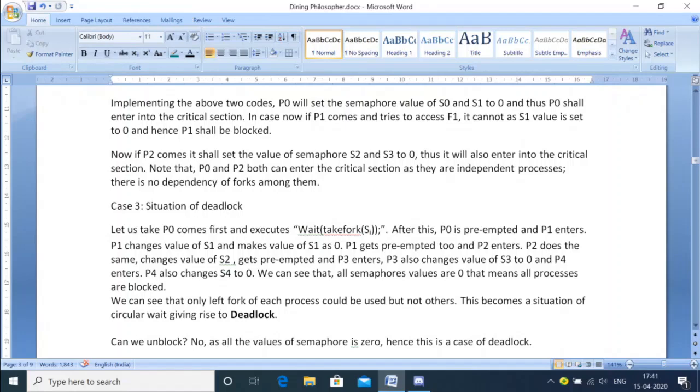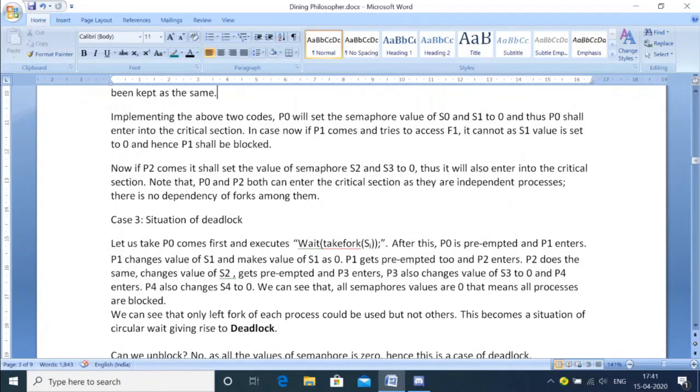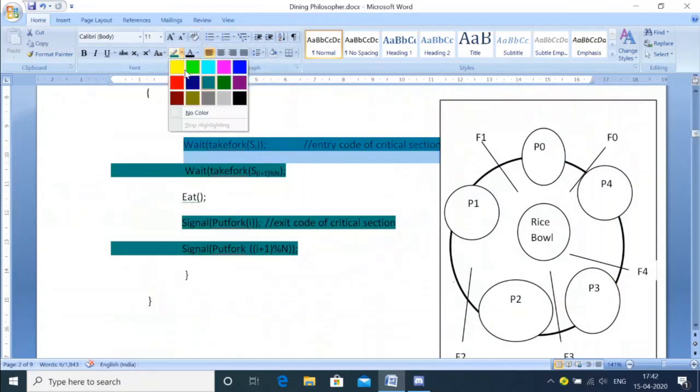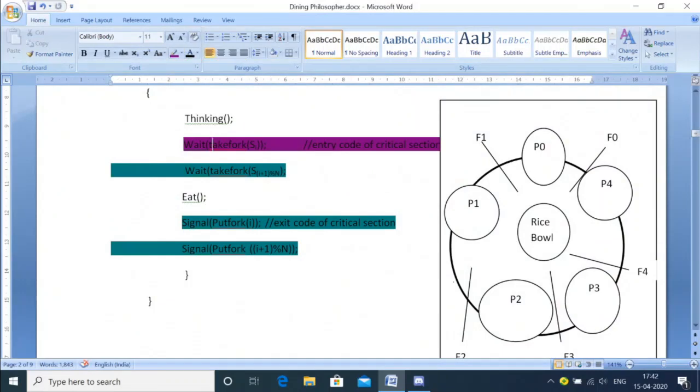Now let's say we have another kind of situation. This is case 3. P0 will come first and execute the first part of the code, the same code only. So what did it do? It has taken the resource fork F0 and has set the semaphore value from 1 to 0. So others will know that this fork is no longer available. It is being taken by some process.